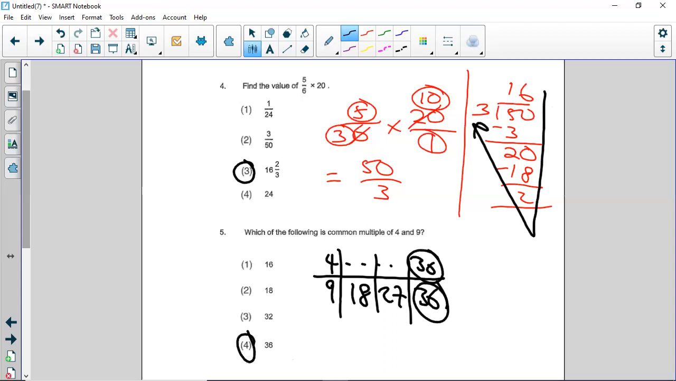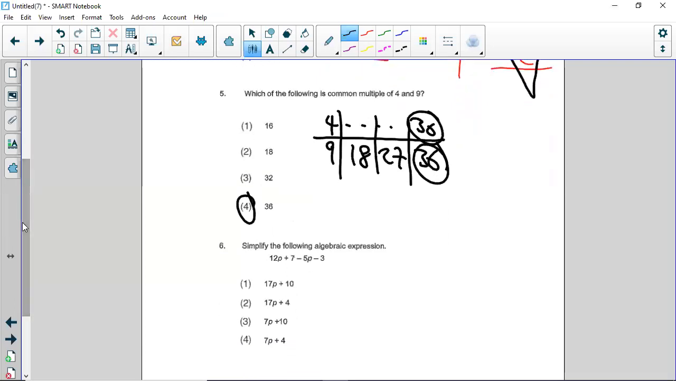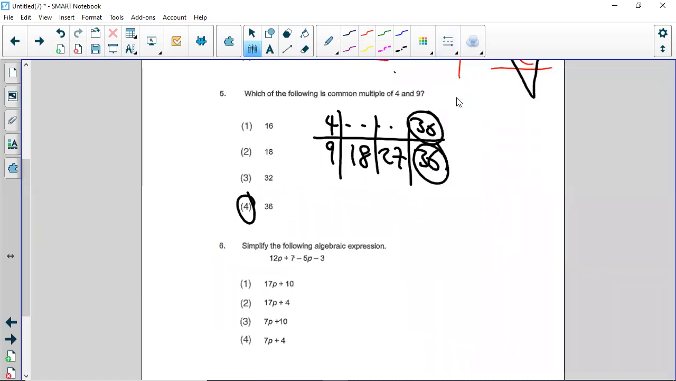Okay. All right, so do your corrections. You see, you have to write a little faster. Okay, question 6. Many of you have not learned algebra, but I still have to go through, so that we don't miss out any question. So how do you simplify the algebra expression?